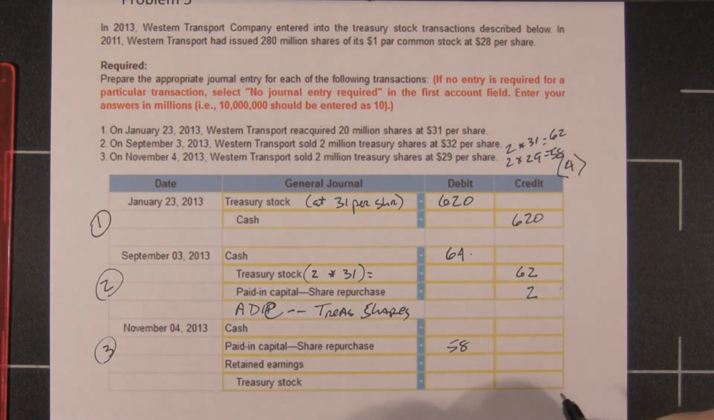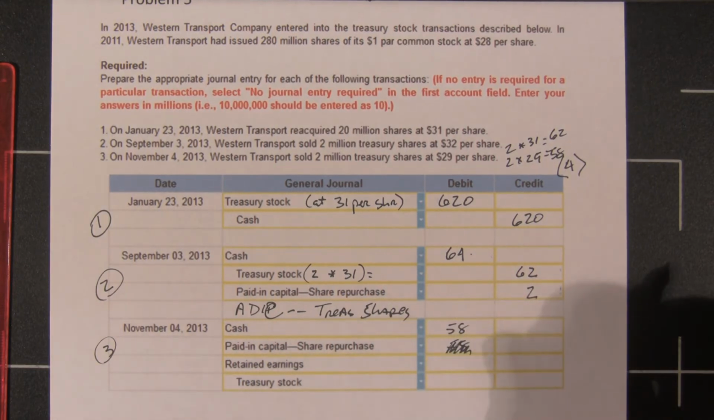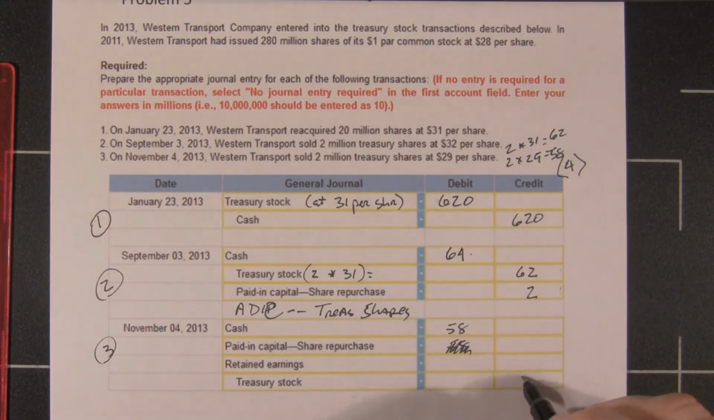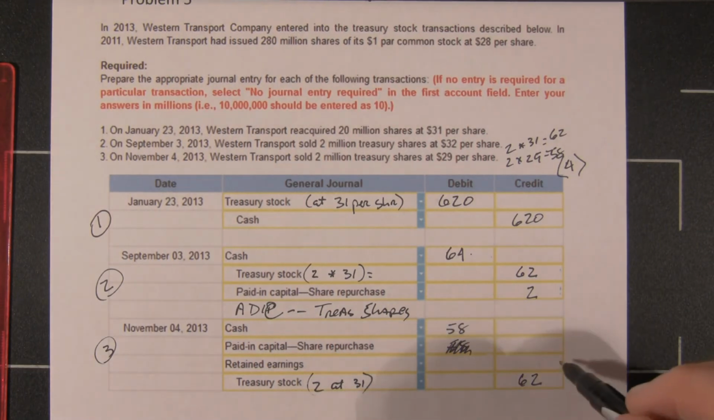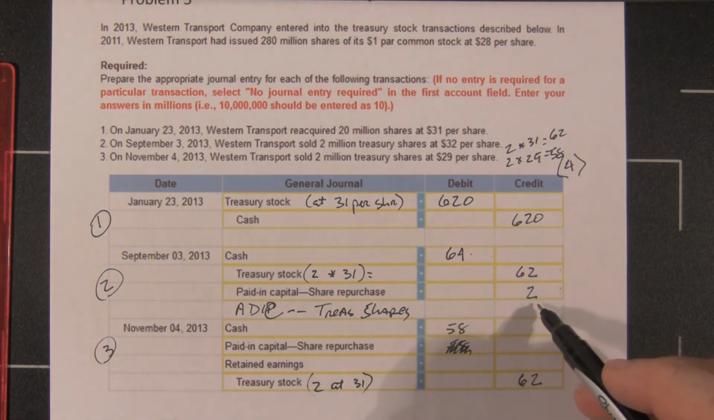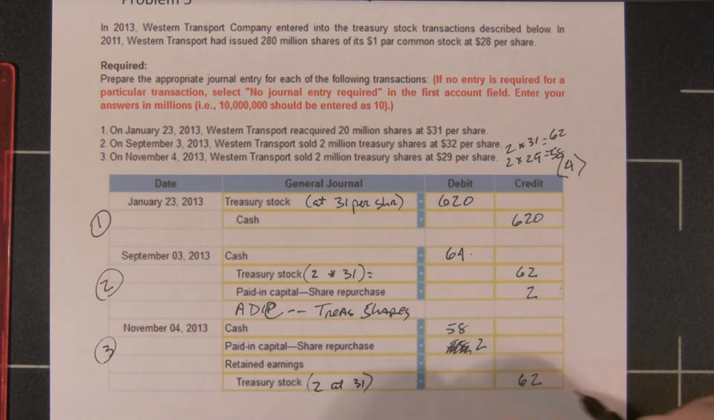So let's take a look at how we're going to handle this. First of all, I wrote that in the wrong line. $58 million. Now, our treasury stock went out at 62 because we got rid of 2 million shares at 31. 2 million at 31, that's what we paid for them, so that's what they go out as. We have to take a look at this. Our share repurchase, remember, we only got $2 million in there, so we only had $2 million of additional paid-in capital. So that goes away, and then the remaining 2 goes to retained earnings.